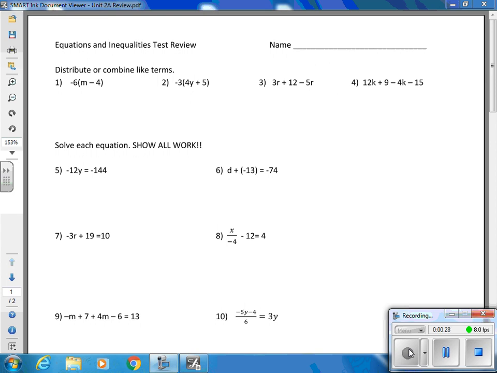Distribute means multiply the outside number to each number inside or each item inside. Negative 6 times m is negative 6m. Negative 6 times negative 4 is going to be a positive 24. Watch your signs because that's going to be something you guys are going to need help with.